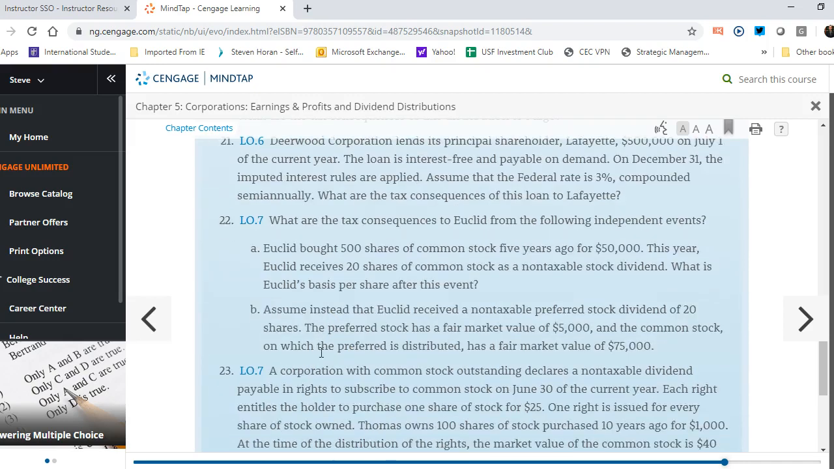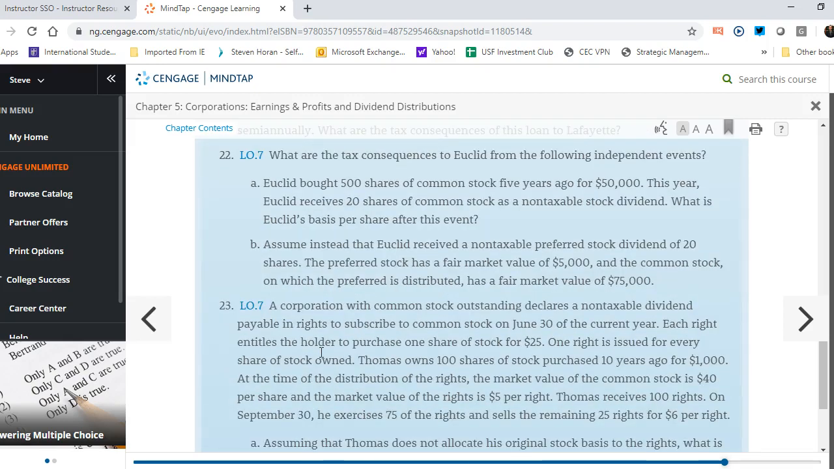Okay, the next one is 22, and this is for Euclid, and each of these two situations is independent. This deals with receiving stock dividends. Stock dividends are treated differently if they are taxable versus non-taxable, and they'll tell you that in the problem. So don't worry about figuring out if a stock dividend is taxable or not. They'll help you figure that out. In this example, they're telling me it's non-taxable.